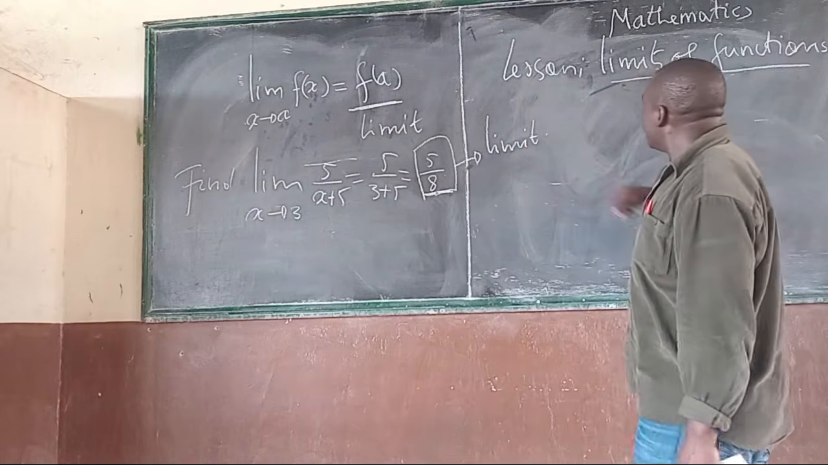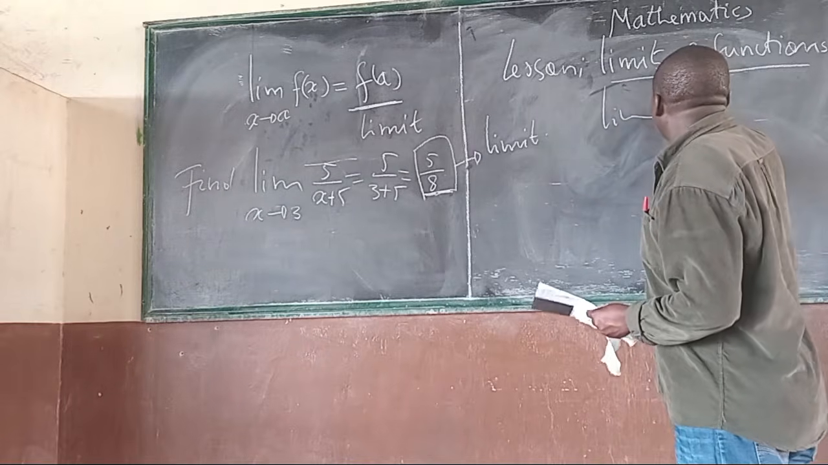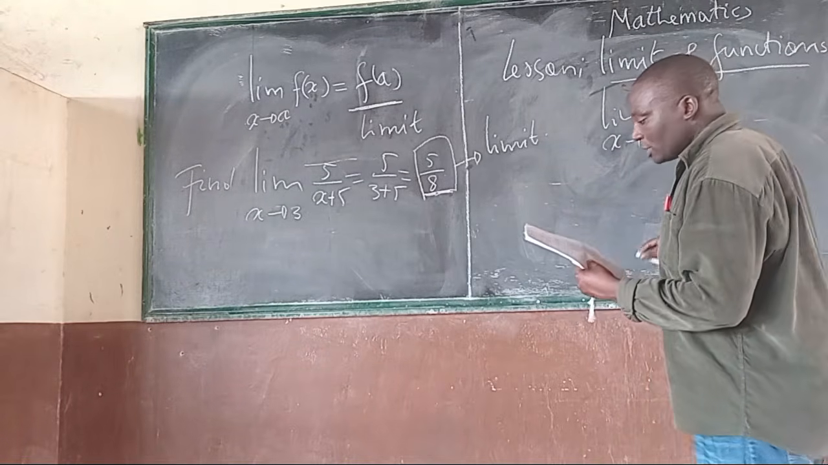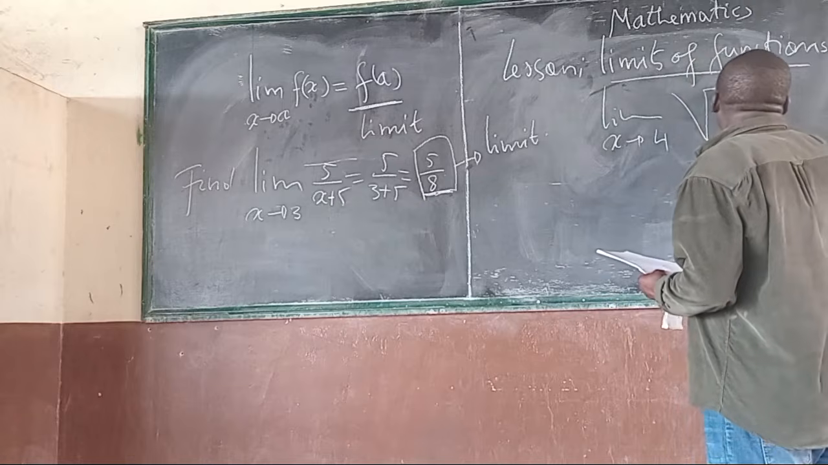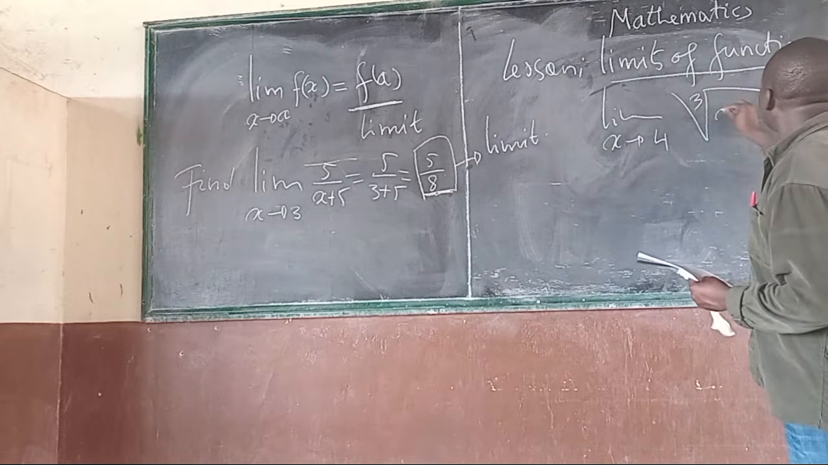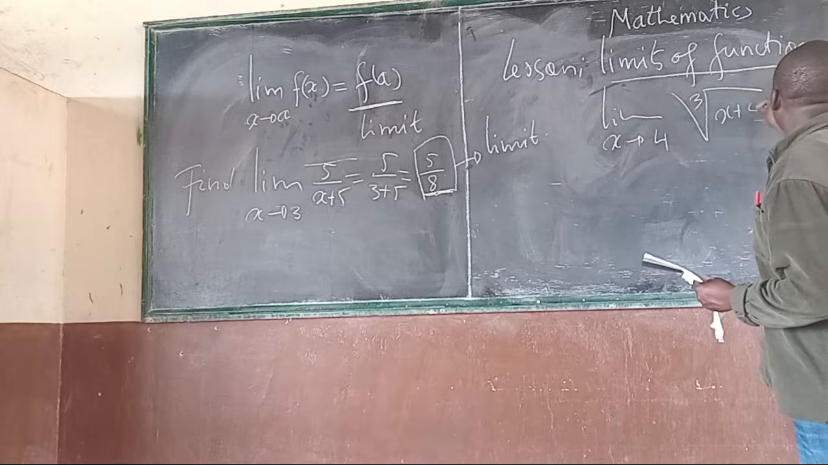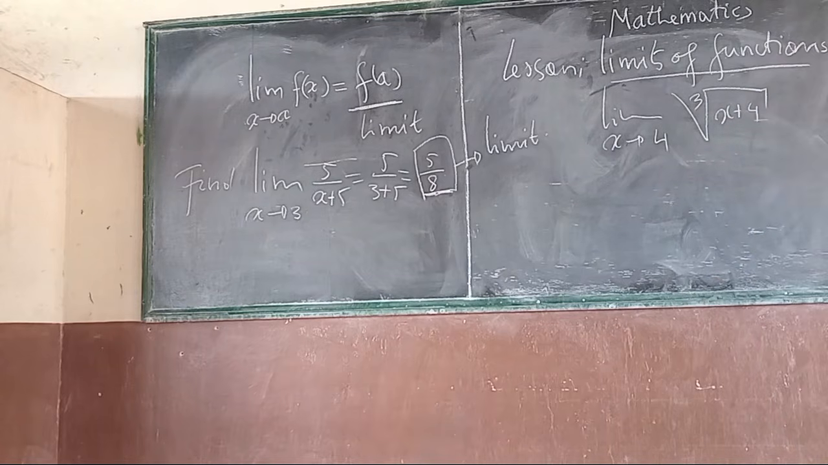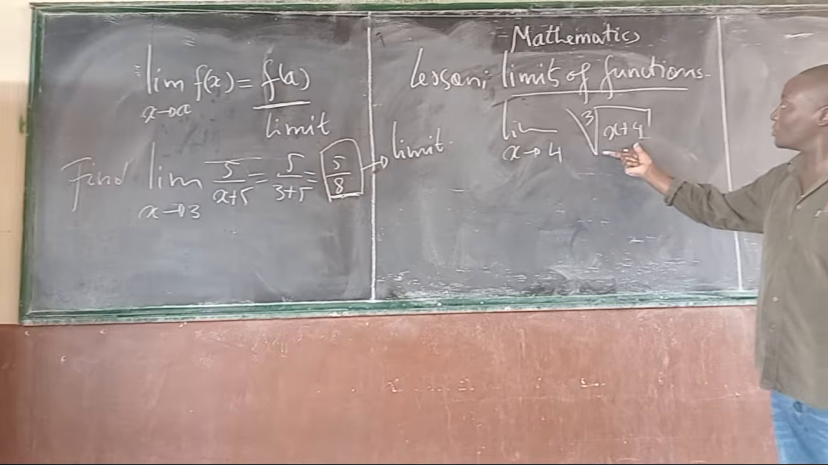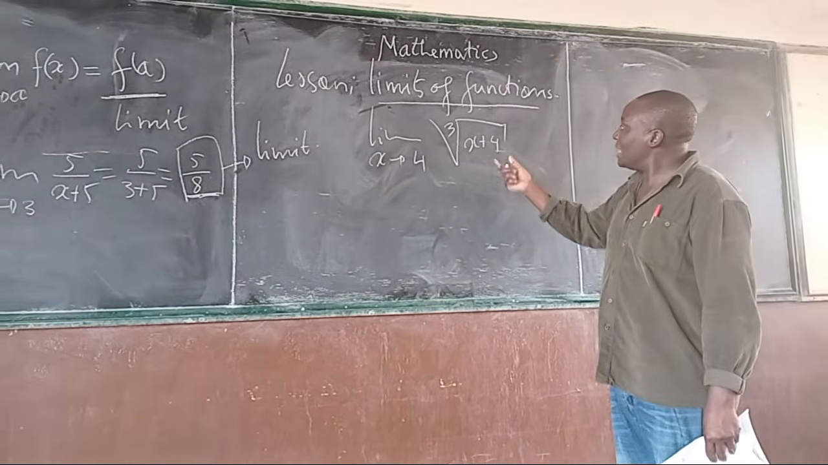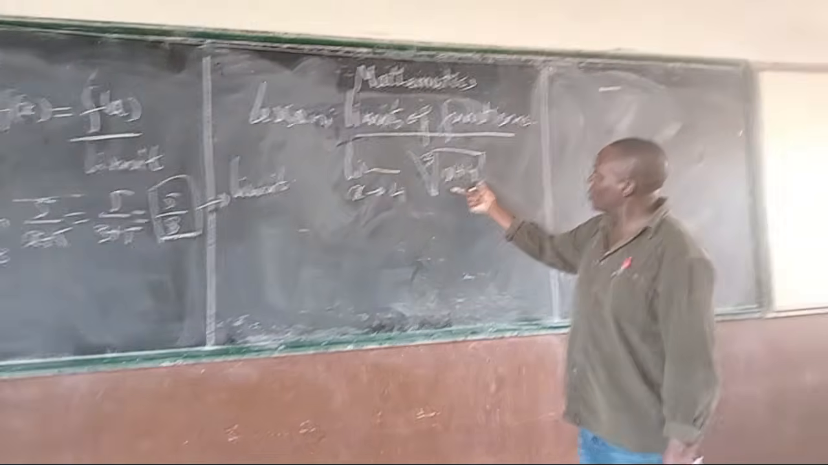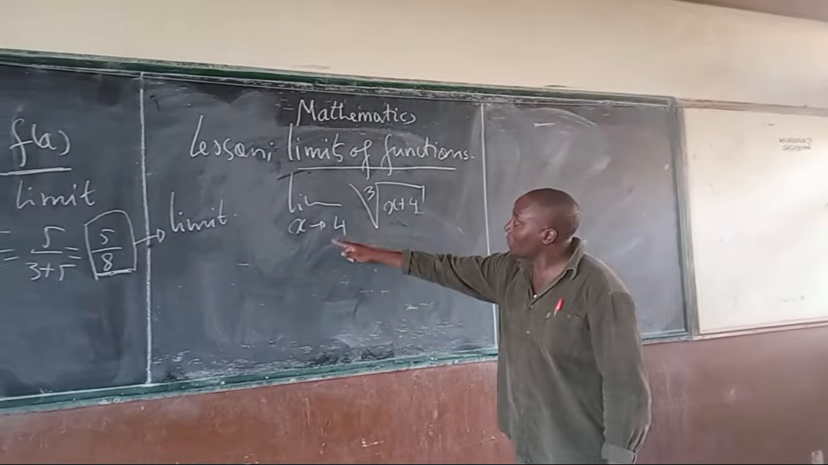Then, as a third example, you can take this one. The limit, x approaches how many? x approaches 4 of the cubic root of x plus 4. Teachers, see me clearly. We have a question like that one. The limit of your given function, as you see clearly, my given function is expressed by using the radical form. This is what we call an irrational function. Then we ask you to find the limit of your given function where x approaches 4.